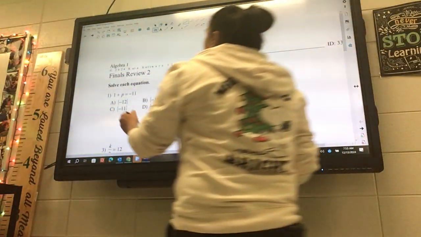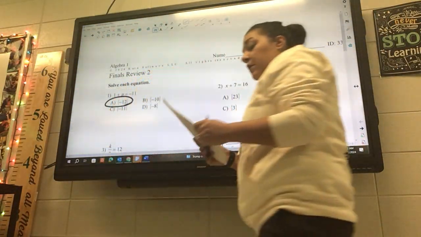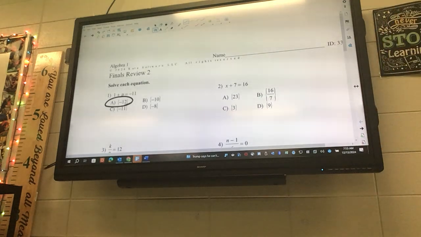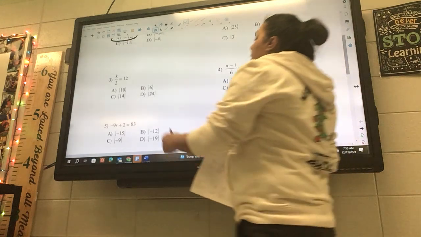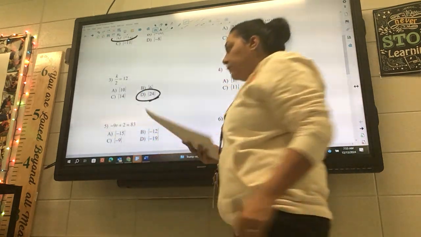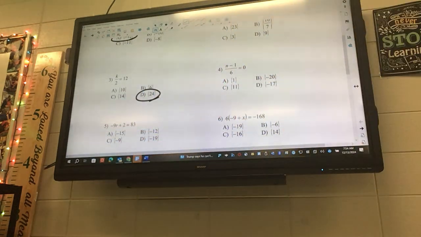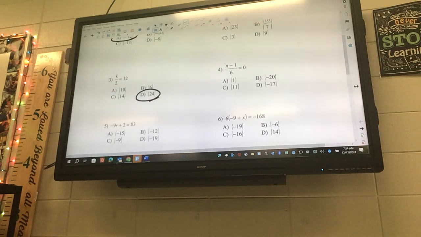Negative 12. Okay, 3. What needs done to K? Times by 2 on both sides. So 12 times 2 is 24. So that is D. That's what we take away tomorrow.